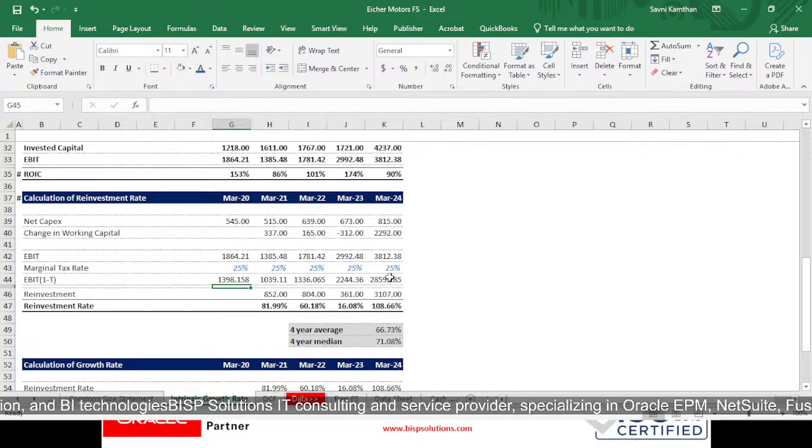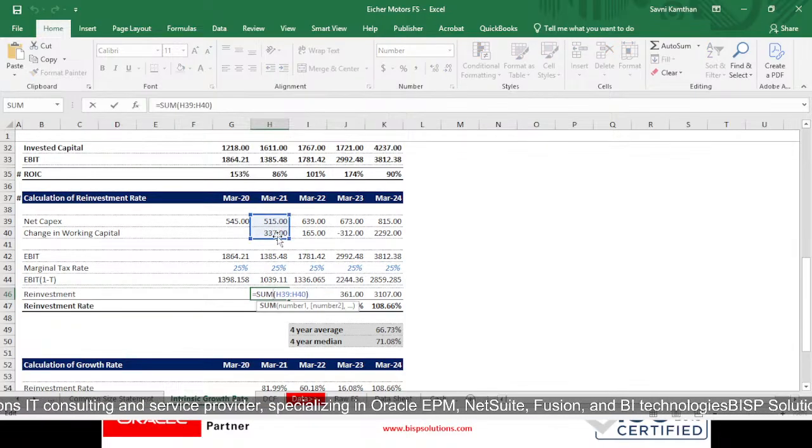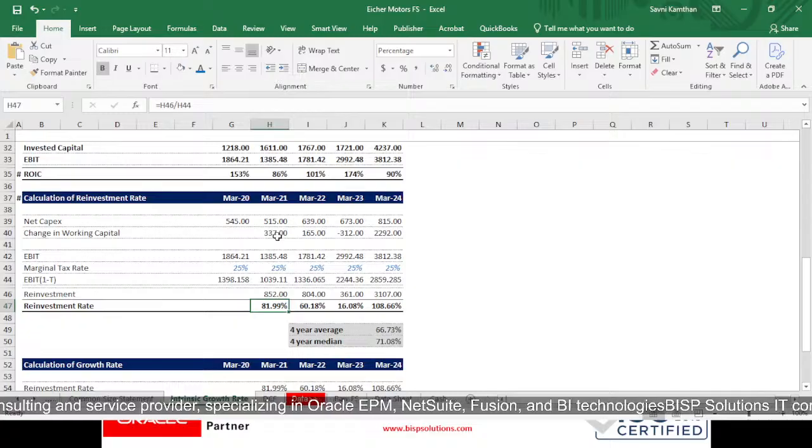We have dragged it till March 24. Now if we want to calculate our reinvestment, for that we have taken the sum of our net capex and change in working capital, and once we have entered it, it gives us a reinvestment of 852, and we have dragged it till March 24.